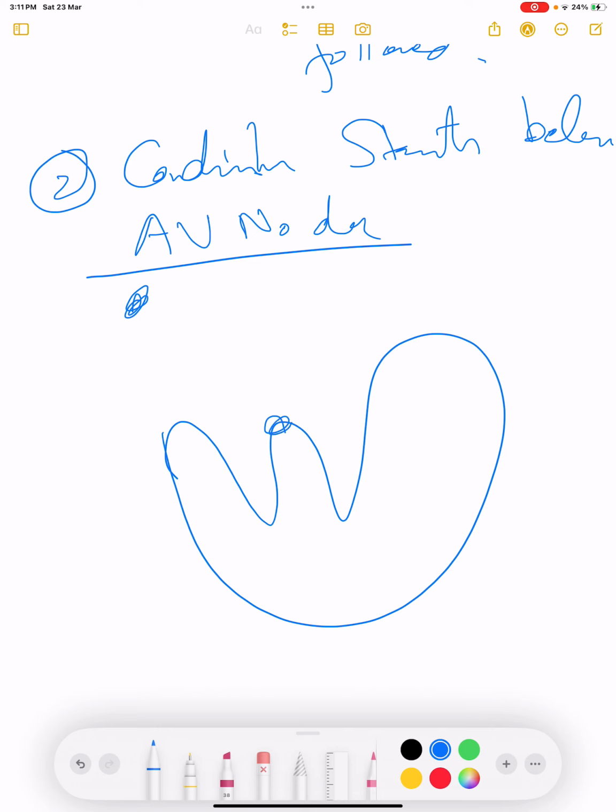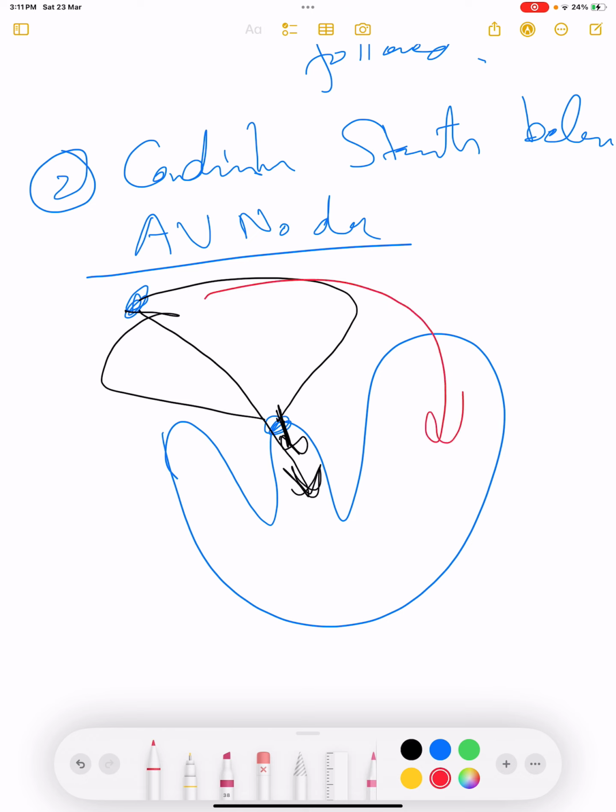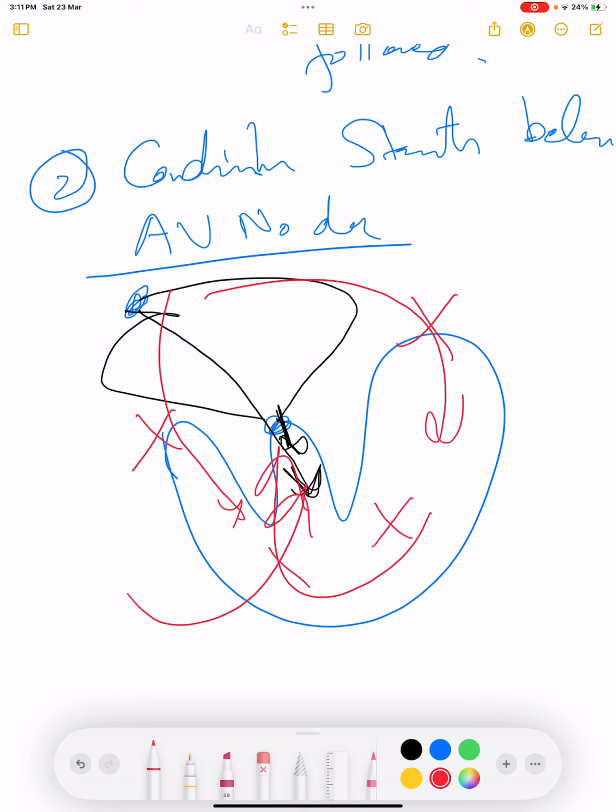Again, any pathway in which the impulse enters the ventricle not from here, not from here. This is a normal pathway. This is a normal pathway. Any other pathway, if the pathway is from here, this is an abnormal pathway; from here, this is abnormal; from here, this is abnormal. So any pathway which is not following the normal pathway will lead to broad QRS complex.